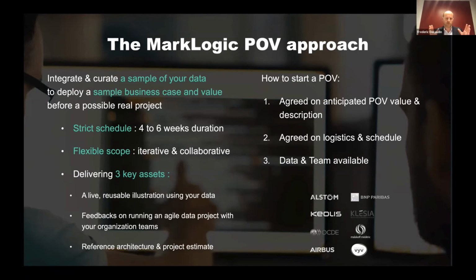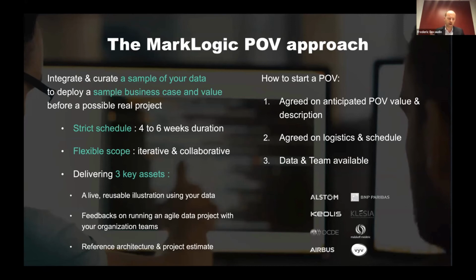But during this very strict schedule, we have a very flexible scope, meaning that we start with some features in mind, and it changes. Like any project at scale, you change your mind, and it is totally fine. And this is the value of such agile tools like the one that we can provide at MarkLogic. So it's very iterative, it's very collaborative. We are doing that with you. We meet you every time.